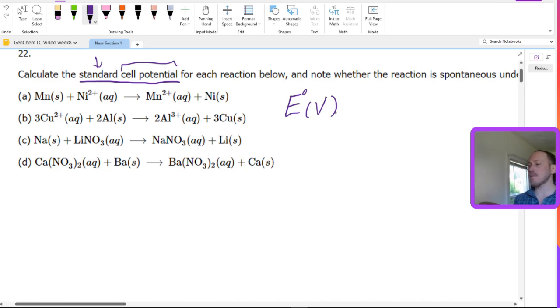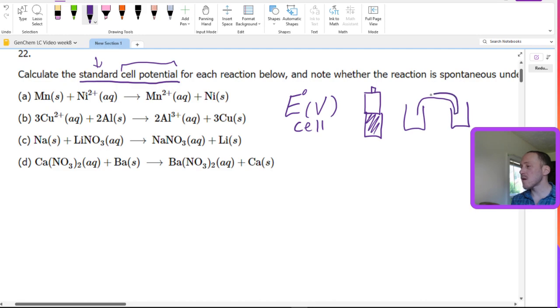For a cell, which is basically like a battery, could be a battery like that, double A style, or more likely in the chemistry class, a battery like this, where you have an anode over here and a cathode over here, and they're both in aqueous solution. And at the anode, oxidation occurs.